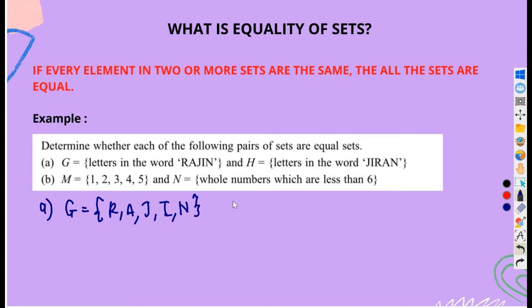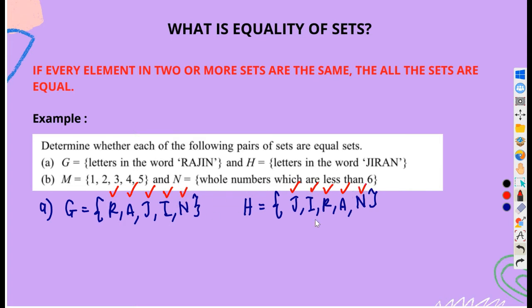Okay, and then set H is equal to G, right? So J, I, R, E, N. Okay, so now we see the elements. For G we have R, H also has R, and then we have E here, also E here, J, and also J, we also have I, and the last one is N.